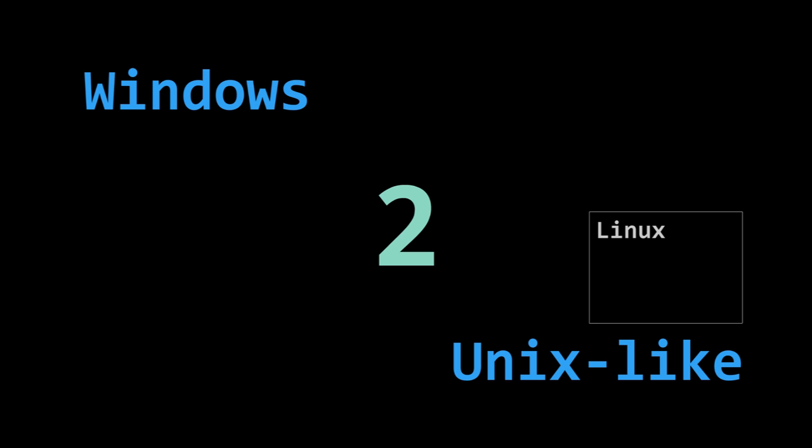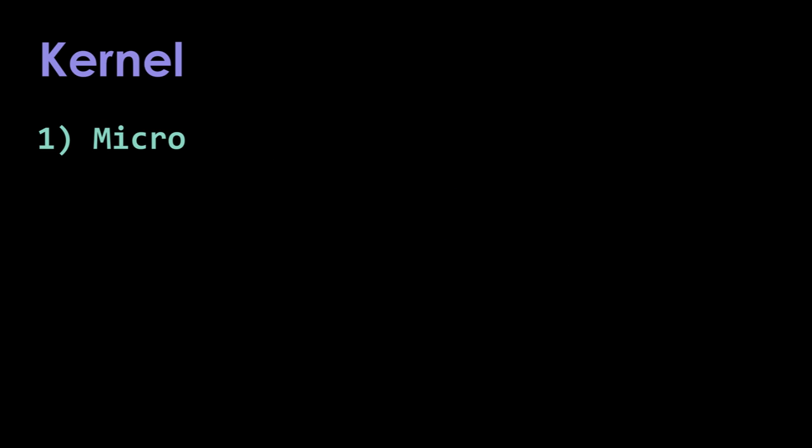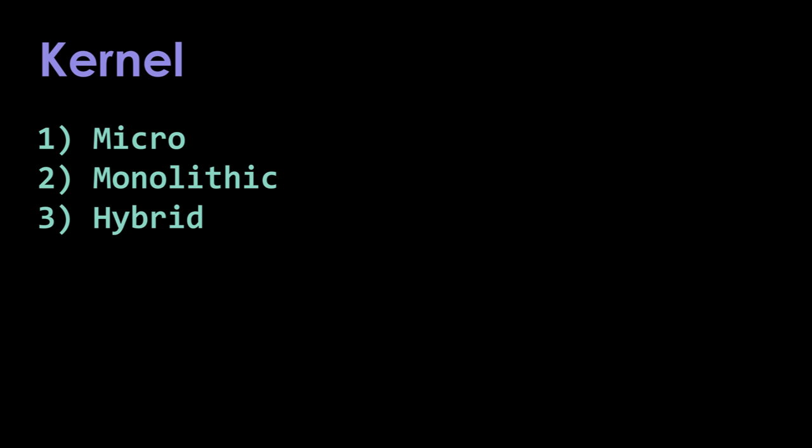There are two major types of kernels competing in today's market: Windows and Unix-like kernels. The Linux kernel falls under the latter, as does BSD, macOS, and Solaris. The term Unix-like refers to the fact that they are based on or operate similar to the original Bell Labs Unix operating system. Kernels tend to fall under three categories: microkernel, monolithic, and hybrid.